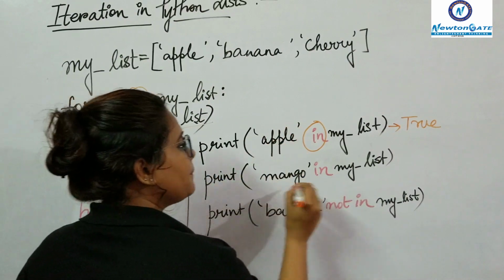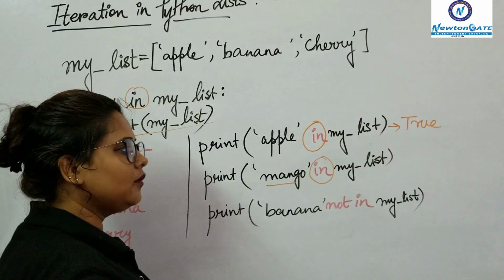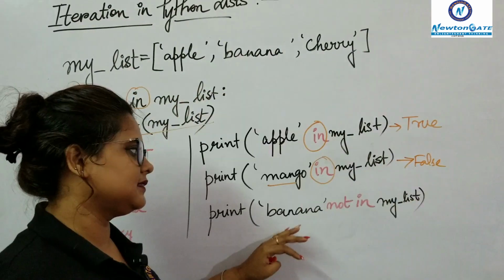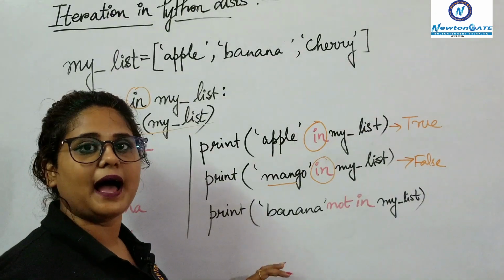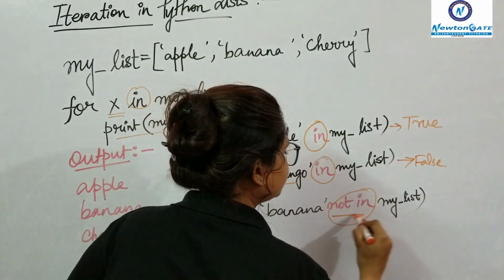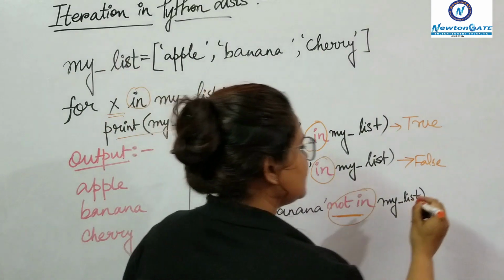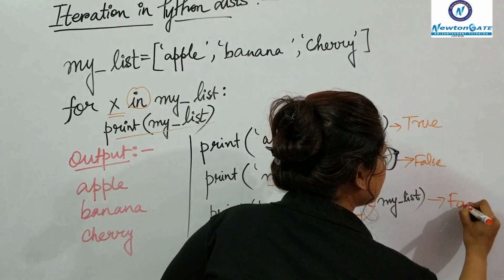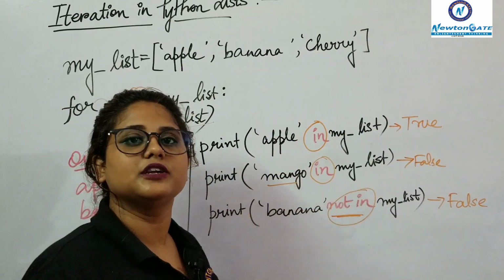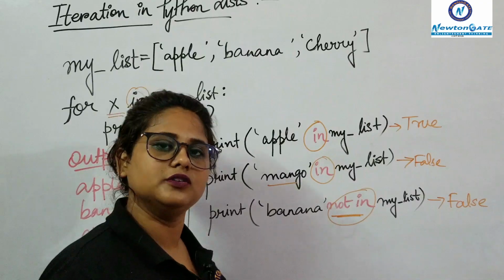In the next case, mango in my list. Is mango there in my list? No, mango is not there. So it will give false. Third print statement, I have given banana not in my list. So if it's not in my list, that means it will return false. So these two keywords are used to check whether an element exists in a list or not.